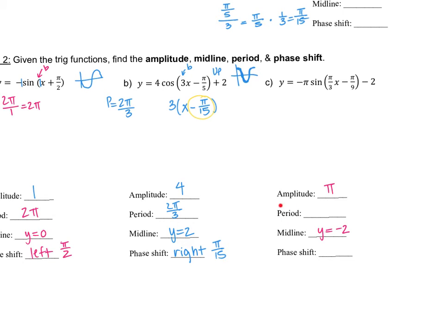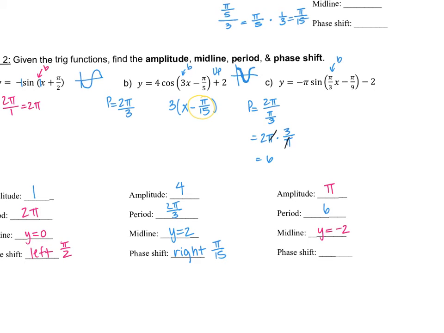And now let's find our period. So our period is going to be 2 pi over B, and our B is pi over 3. So that's going to be 2 pi over pi over 3. So if I were to work this out, this would be 2 pi times 3 over pi, which I think I've done this before. The pi's cancel out, and 2 times 3 is 6. So my period here is 6.